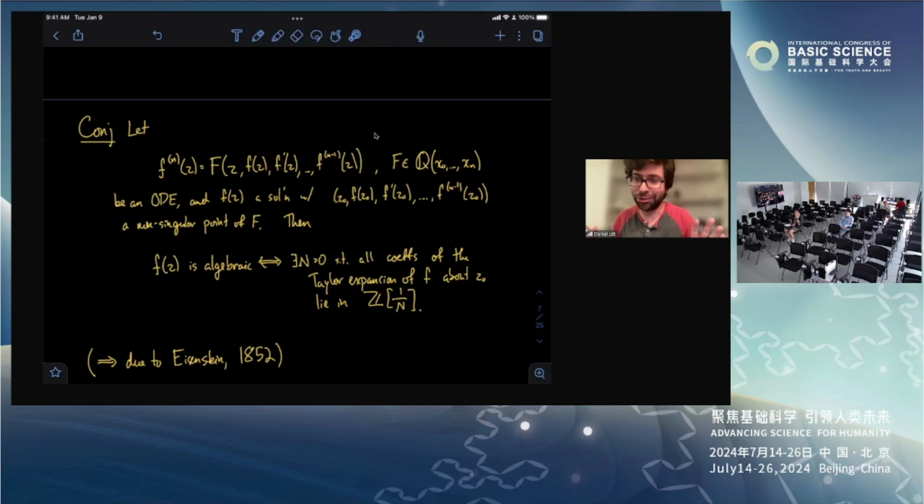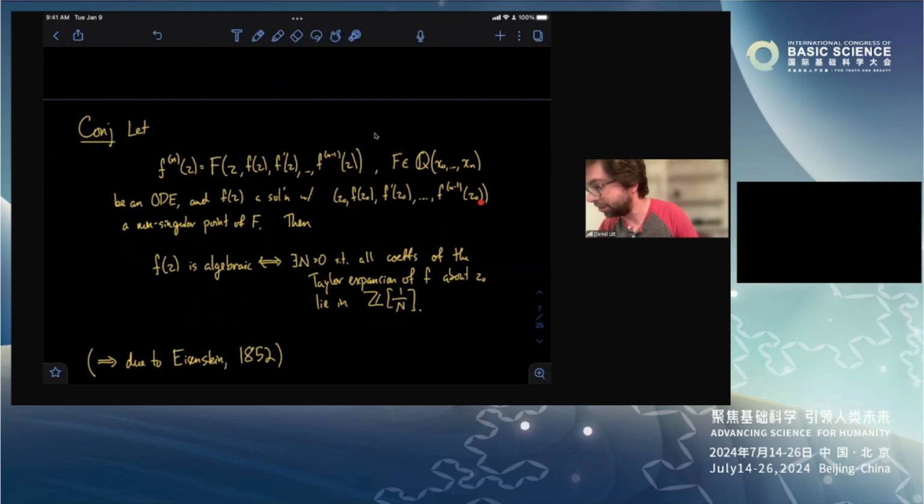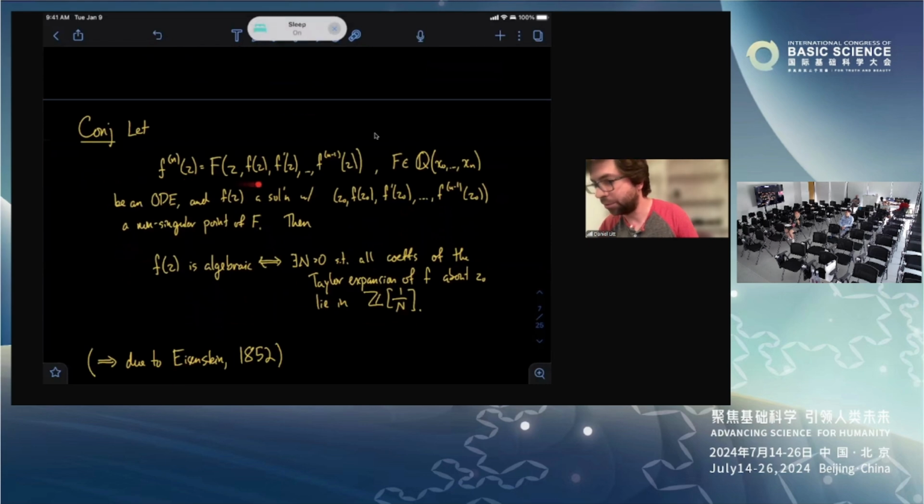If this is not general enough for you, you can think of an arbitrary horizontal foliation, and I would make the conjecture in that generality too, but let's just stick with this more elementary setup. So I want this to be an ODE, and I want to take the Taylor series expansion of a solution at a non-singular point of this rational function, capital F.